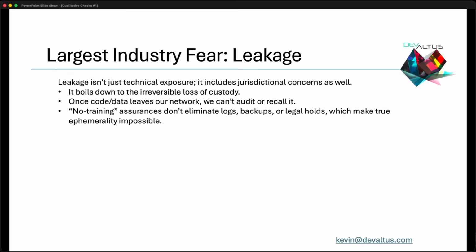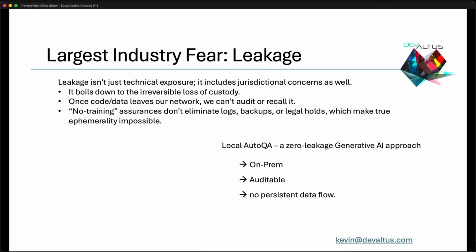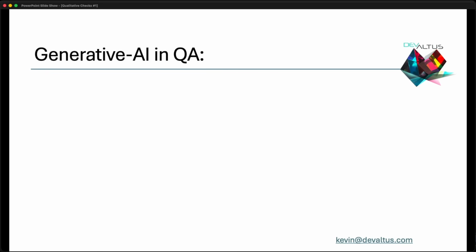And what we're going to talk about today is how to manage that. And we're going to manage that with local QA. It's a zero leakage generative AI approach. You're going to get the best of both worlds. It's going to stay on-prem. It's going to be on your network. You can decide how things flow, and you're going to get that qualitative analysis that generative AI gives you.